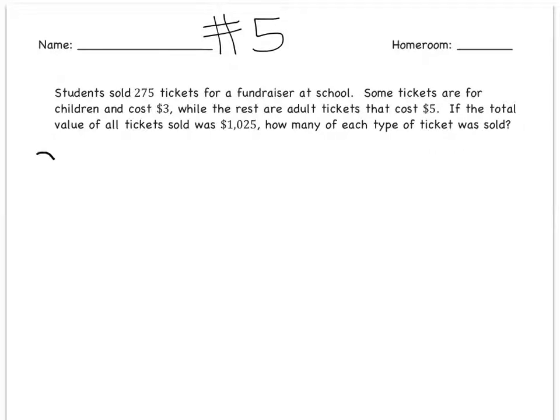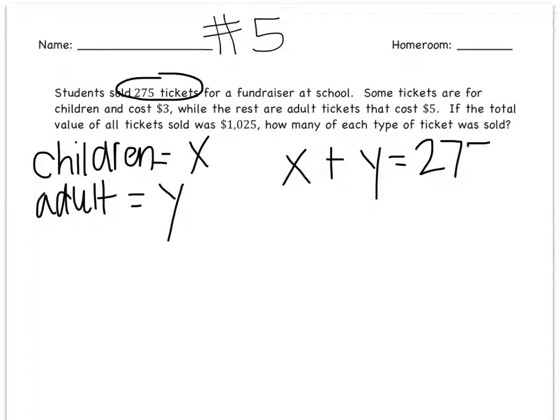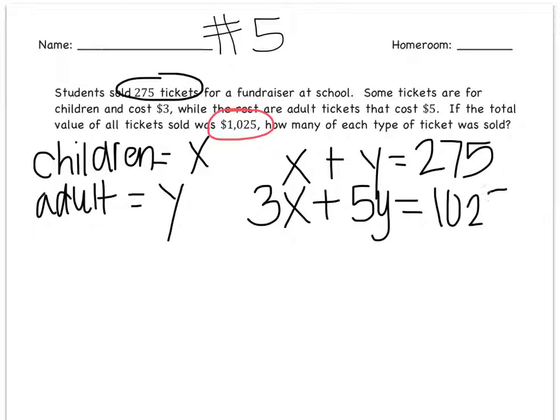Well, first and foremost, I have children's tickets, and I have adult tickets. I don't know how many children's tickets there are, so I'm going to set it equal to X. I don't know how many adult tickets there are, so I'm going to set it equal to Y. I know all together 275 tickets were sold. So I can add X and Y, children's tickets and adult tickets, to give us how many tickets were sold. And now I also know how much was spent on these tickets. Well, I know that it costs $3 for children's tickets, so I could do 3X plus adult tickets cost $5, so 5Y equals 1,025.